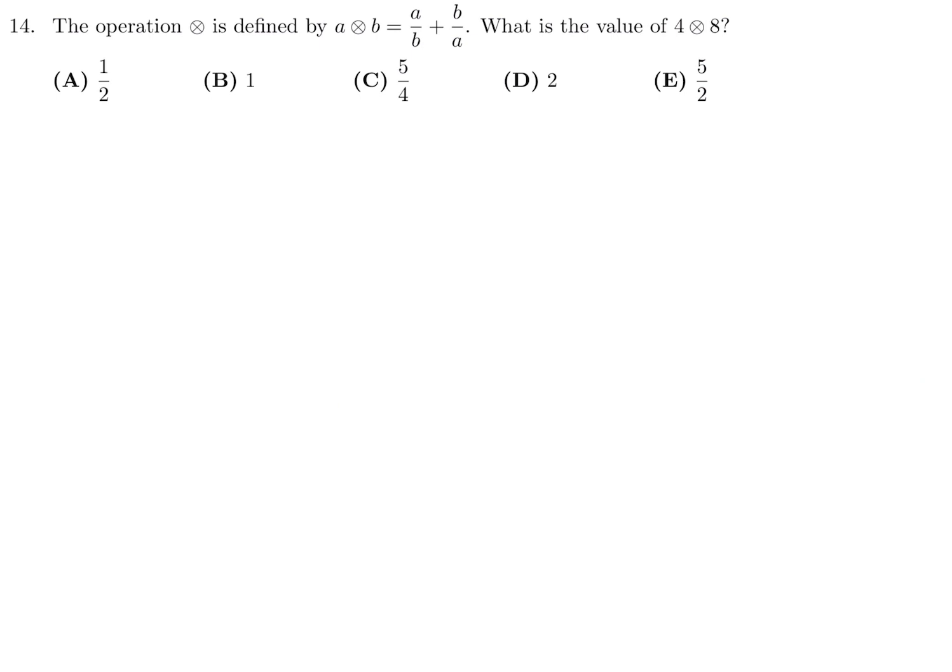The operation symbol is defined by A symbol B is A over B plus B over A. What is 4 symbol 8? So that would be, according to the definition, 4 over 8 plus 8 over 4. So that's going to be 1/2 plus 2, and 1/2 plus 2 is 5 over 2. So number 14, the answer is E.